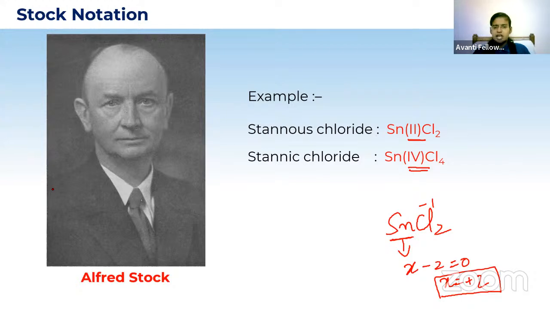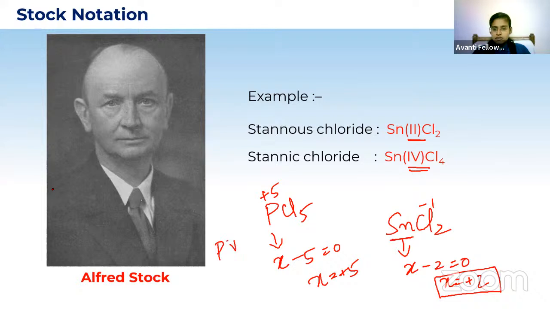Very easy. If they ask you in your examination to find out the Stock notation for some other compounds, what compound can we take? If they ask you to find the Stock notation for PCl5, what will you do? You will find out the oxidation state of phosphorus. It is +5, right? So we will write phosphorus (V) inside the bracket and Cl5. This is the Stock notation of this compound. Got it? This is how you have to find it out. Clear for all of you? Shall we go for the next?